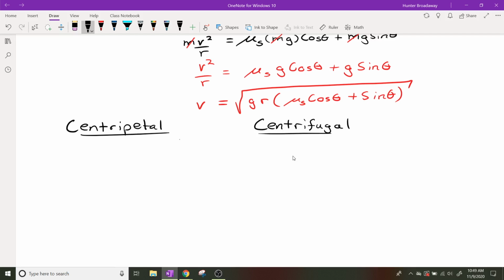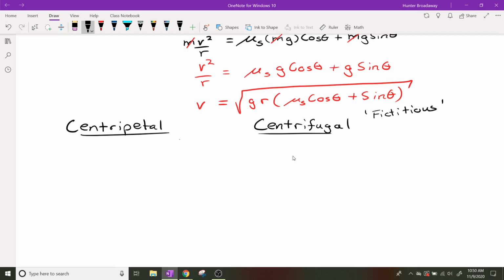Correct. One of them is fictitious. So we consider the centrifugal force a fictitious force. Fictitious. I don't know how to spell fictitious. I-O-U-S. Fictitious. Okay, there you go. And the centripetal force is actually like a legit force.